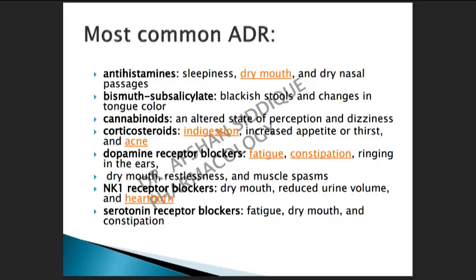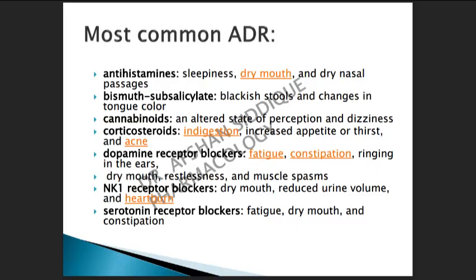So, corticosteroids: the most common adverse effect associated with the use of corticosteroids is indigestion and induction of acne, acne vulgaris, as well as increased appetite and thirst. That is why those who use corticosteroids for a long time start gaining weight. This is a very drastic adverse effect, that it increases your appetite and also increases your thirst.